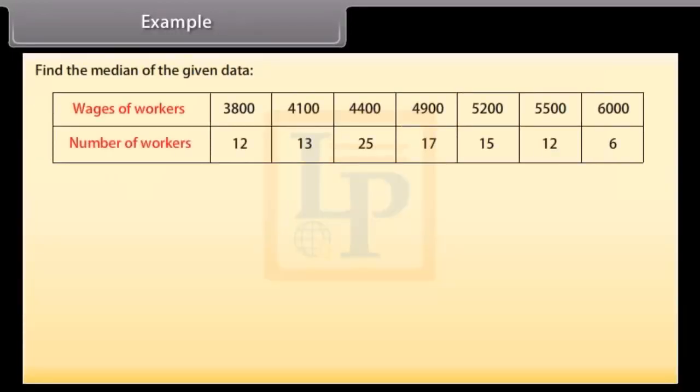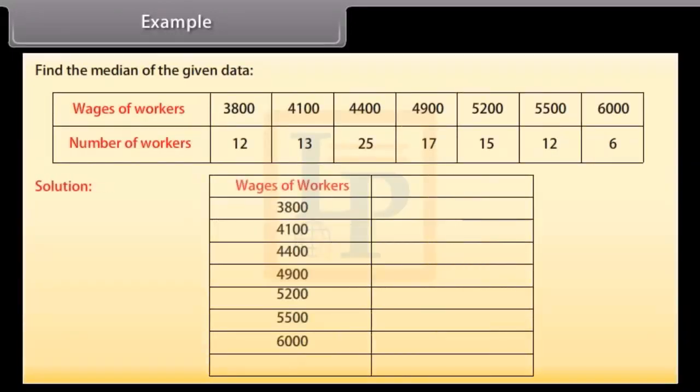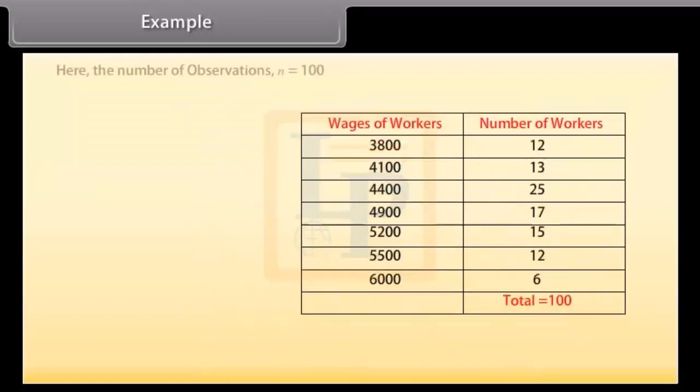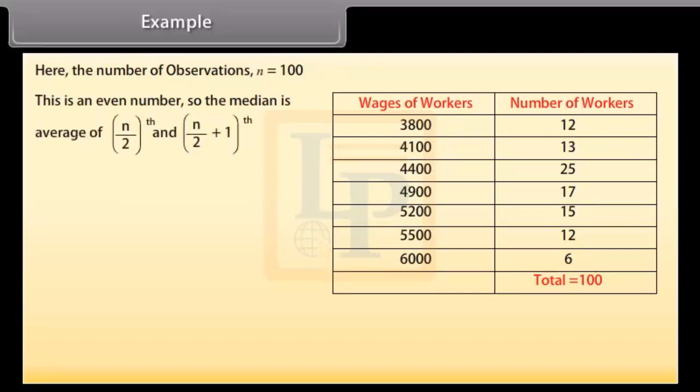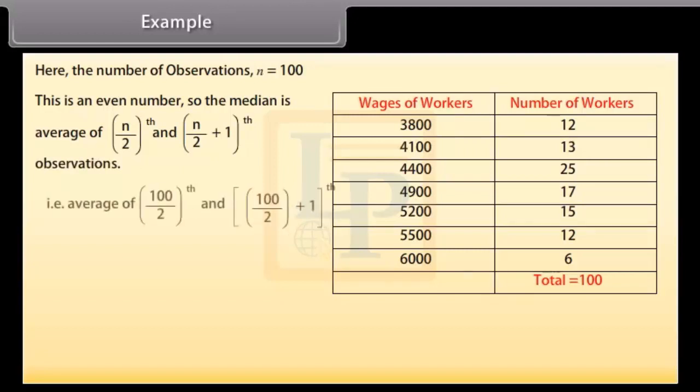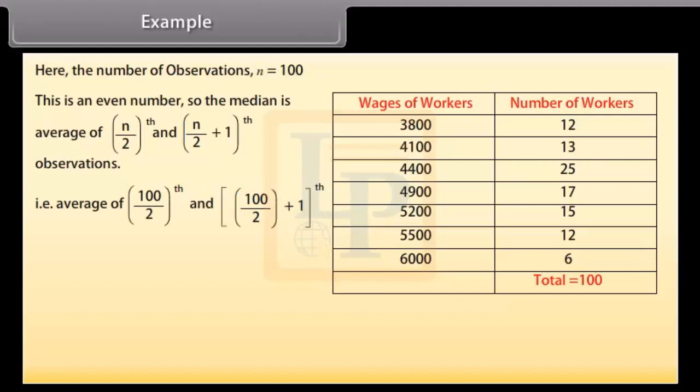Find the median of the given data. Solution. Firstly, we will write the wages of workers and the number of workers. The total number of workers is 100. Here the number of observations n is equal to 100. This is an even number, so the median is the average of n by 2th and n by 2 plus 1th observations. That is the average of 100 by 2th and 100 by 2 plus 1th observation. That is the average of 50th and 51st observations.